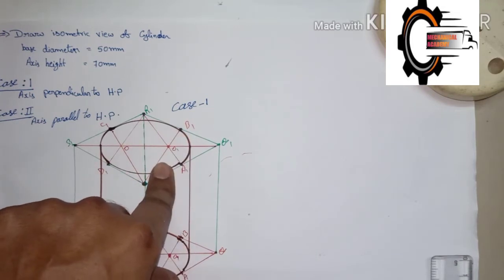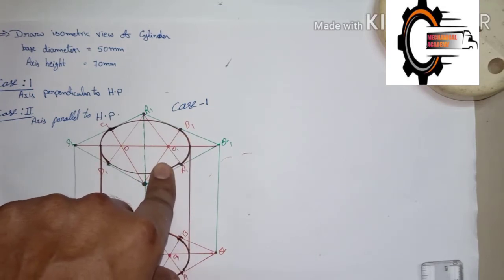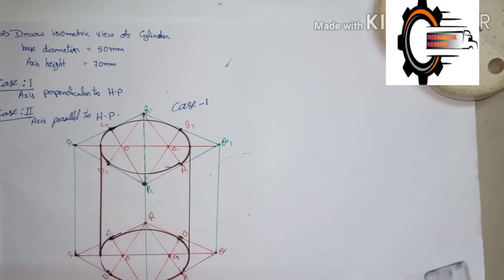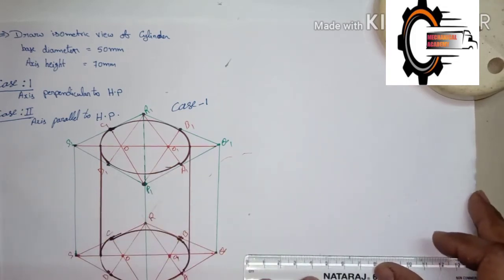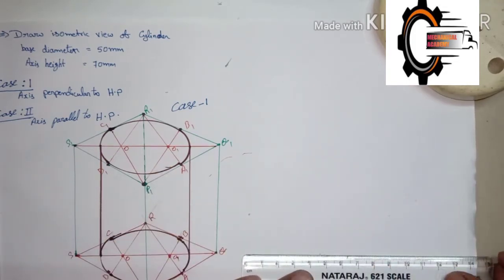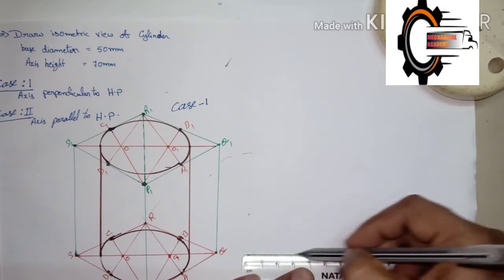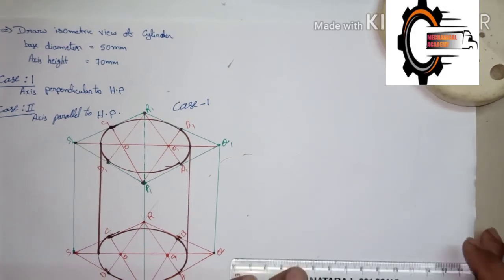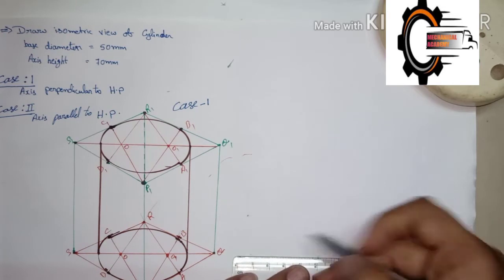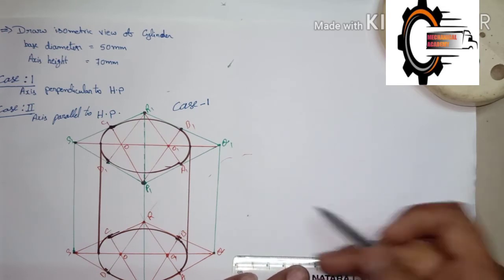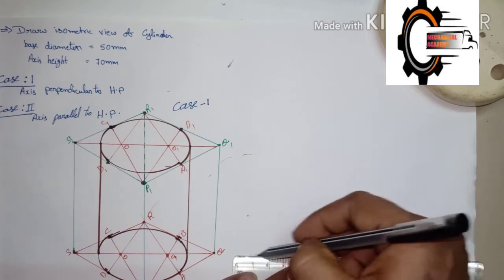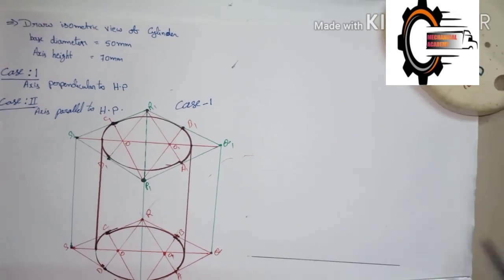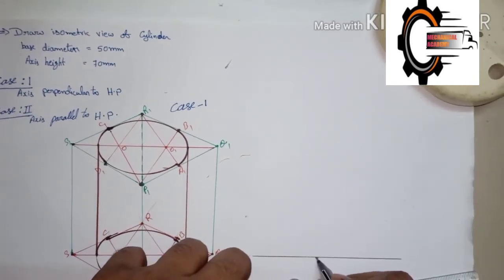Now we are going to draw case 2. For case 2, first of all we have to take the reference line, which is taken for every diagram in the isometric view. We need a reference line like this. Draw the reference line very lightly, like this.